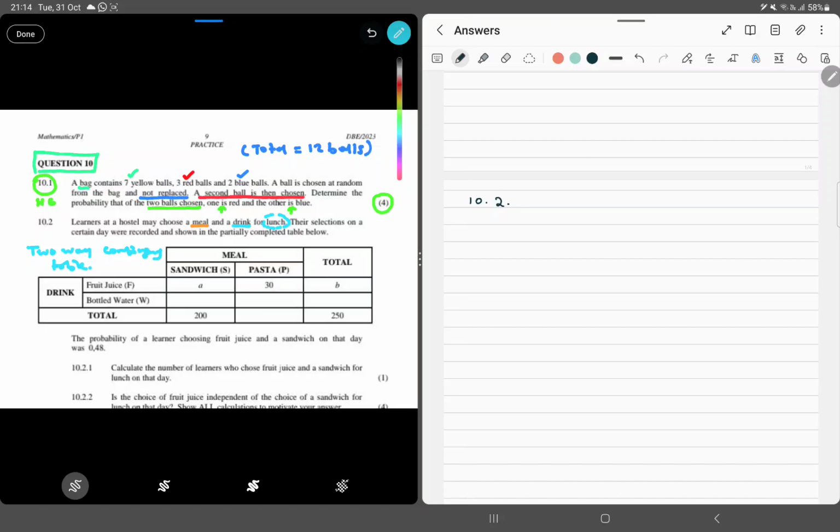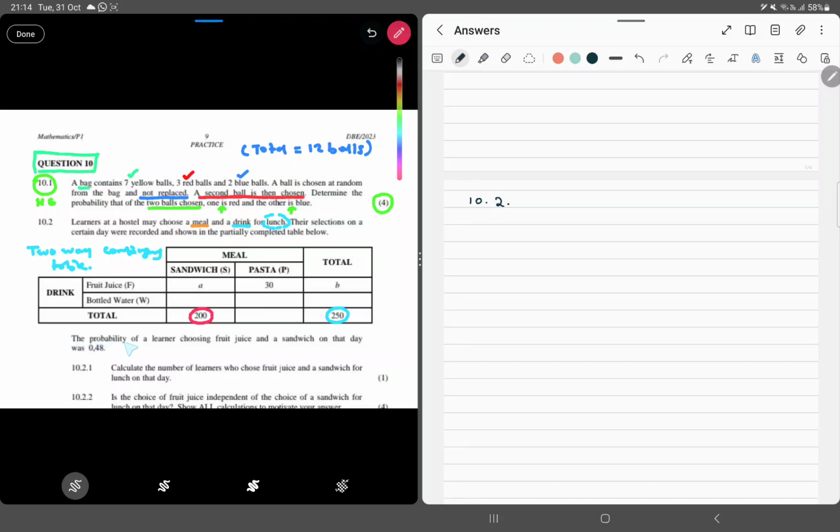Now, let's see. Now, totals are important, folks. And this grand total right here is our clue that we actually have 250 learners in this hostel, because that's the grand total. But also this total right here is critical to consider, because it gives us an idea of what is going on. So we are told here, well, it doesn't look like we are going to be able to sort this out just yet.